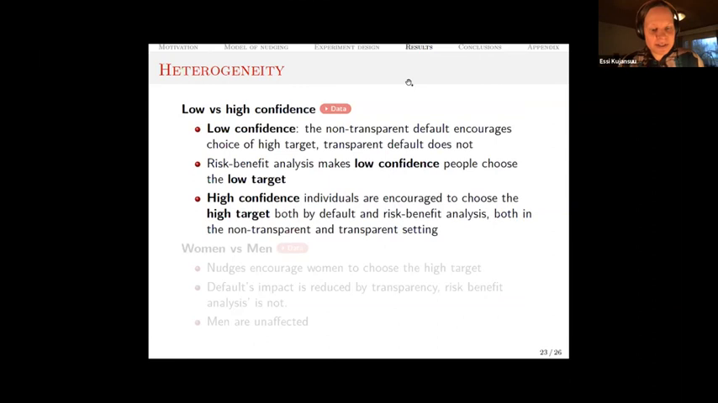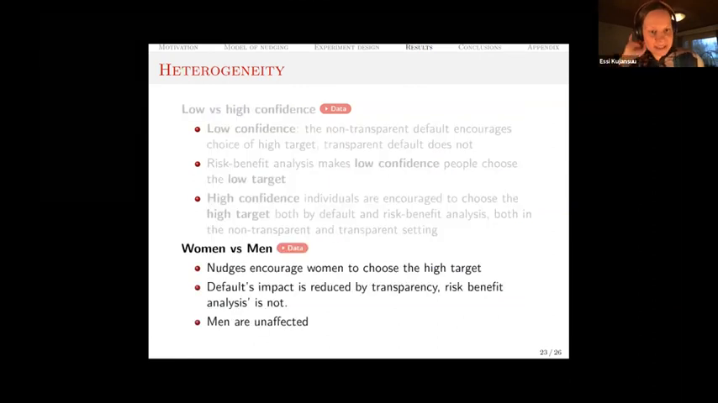I also got some interesting effects with respect to women and men, that women were more affected by the nudges than men. However, I pre-registered this hypothesis and tested this again on women, and this was not confirmed. So we don't get much of a result here that lasts.